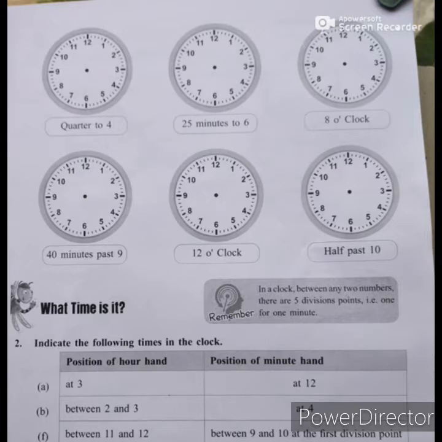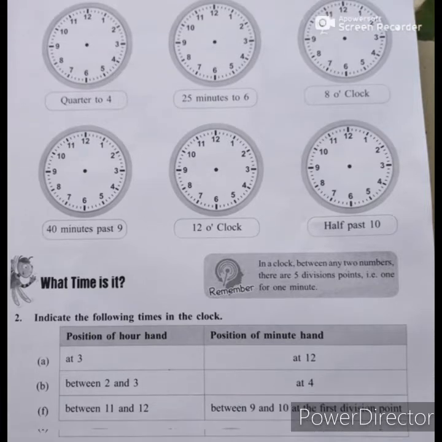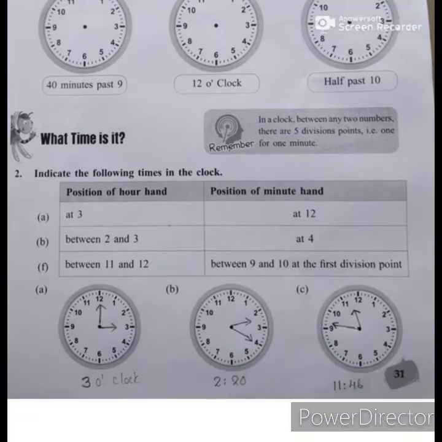Now we will move to the next top heading. What is given in this page, page number 31. Heading is what time is it. Here we have given the position of hour hand and minute hand of 3 clocks and we have to draw those hands on these 3 clocks and write the time.